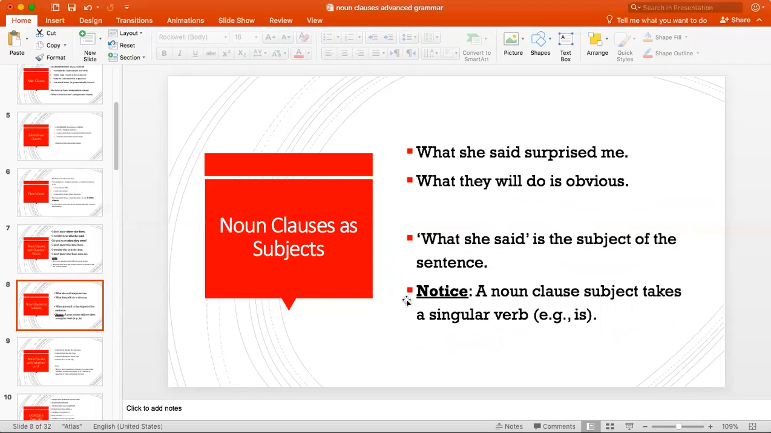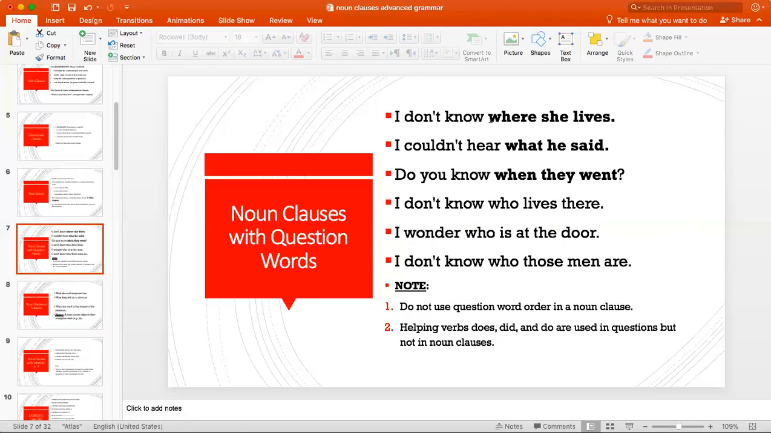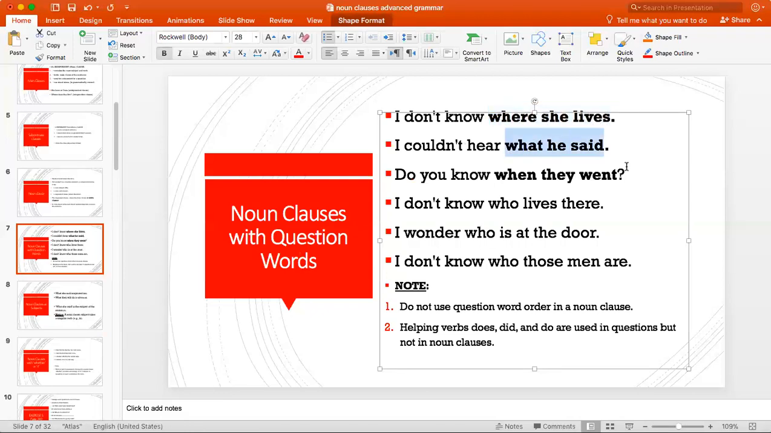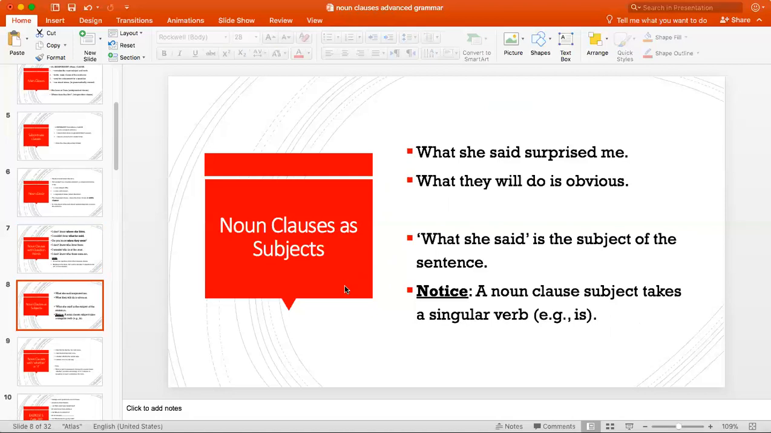Okay. So next, noun clauses can be objects like we saw just now. I don't know where she lives. This is an object. But they can also be used as subjects, which is interesting. What she said surprised me. Where she lives is a secret. When he was born is a mystery. What she said is the subject of the sentence. Notice a noun clause as a subject takes a singular verb. If you're using the present perfect or present simple, you use is or has.